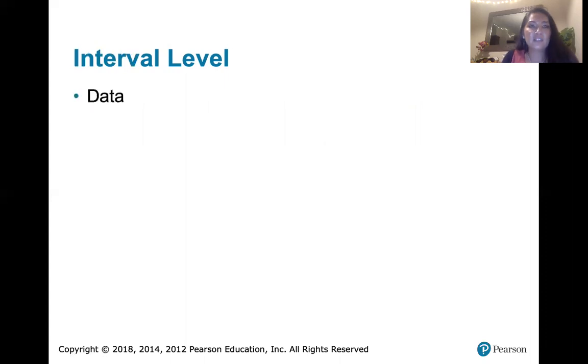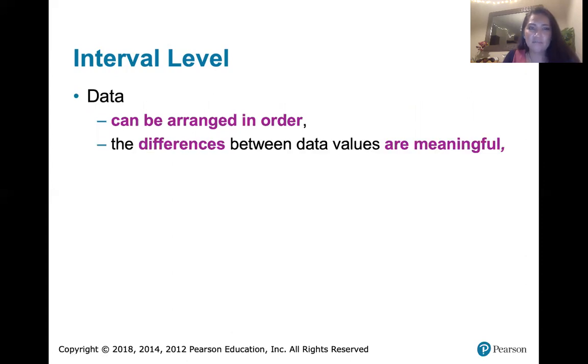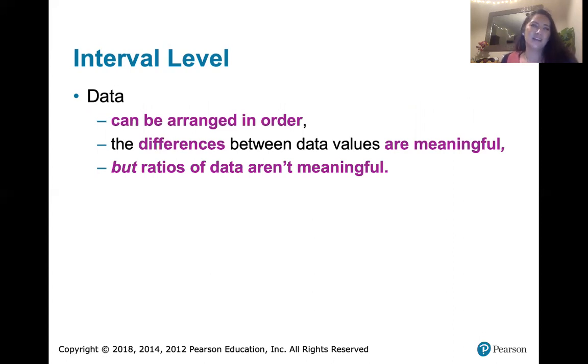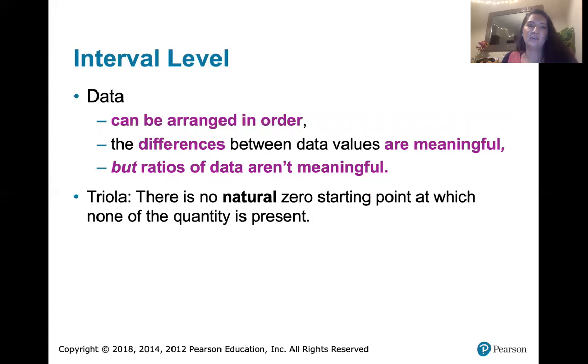Data at the interval level of measurement can be arranged in order, and the differences between data values are meaningful, but ratios of data at this level are not meaningful. Now, the author of our textbook, Mario Triola, says that data at this level have no natural zero starting point at which none of the quantity is present.